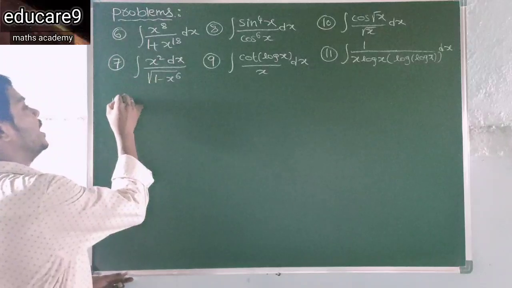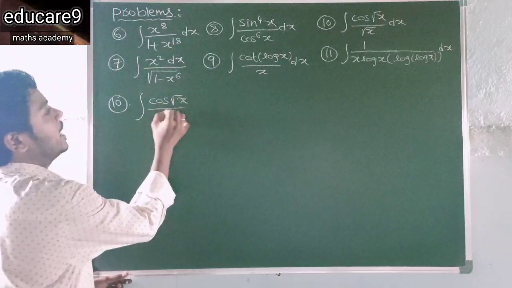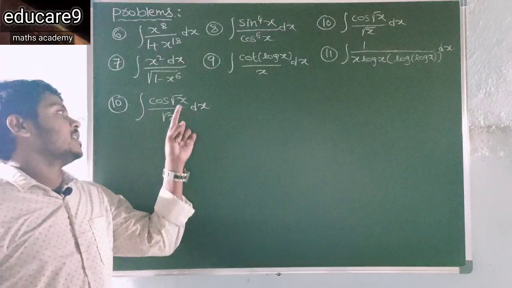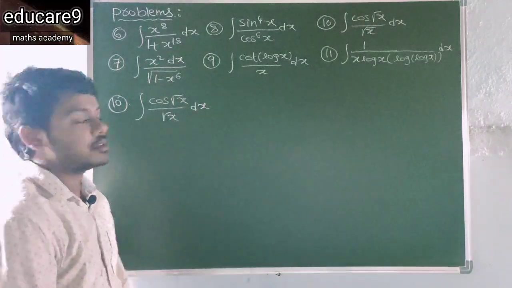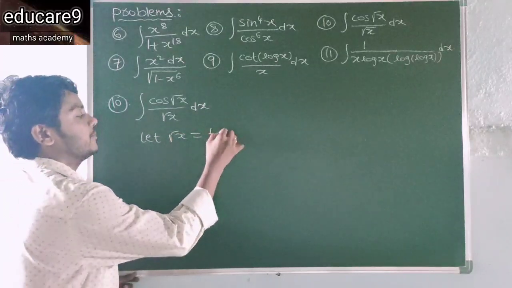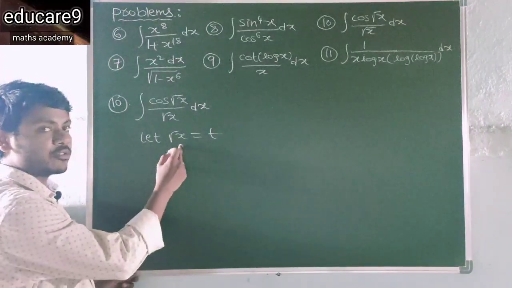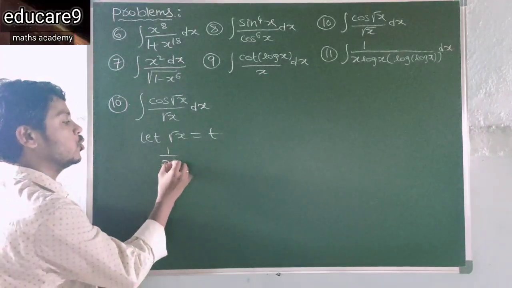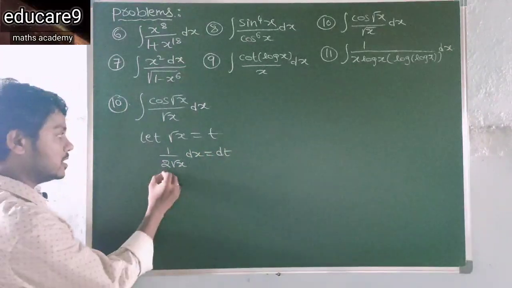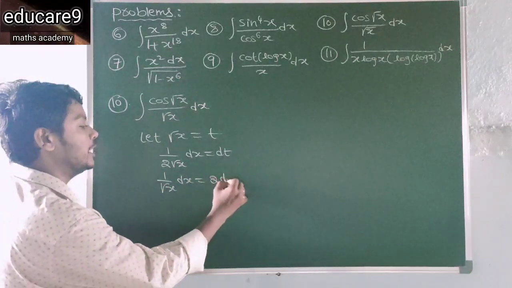So see the 10th one. Integration of cos root x by root x dx. So clearly this is the combination of root x and 1 by root x. So for that, let root x is equal to t. Now differentiate with respect to x on both sides. So what is the derivative of root x? That is 1 by 2 root x dx is equal to dt. So this is 1 by root x dx is equal to 2 dt.